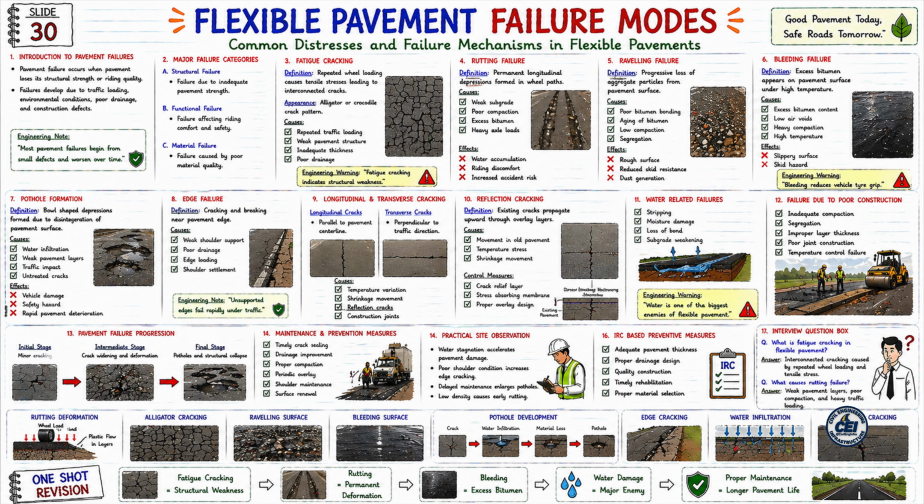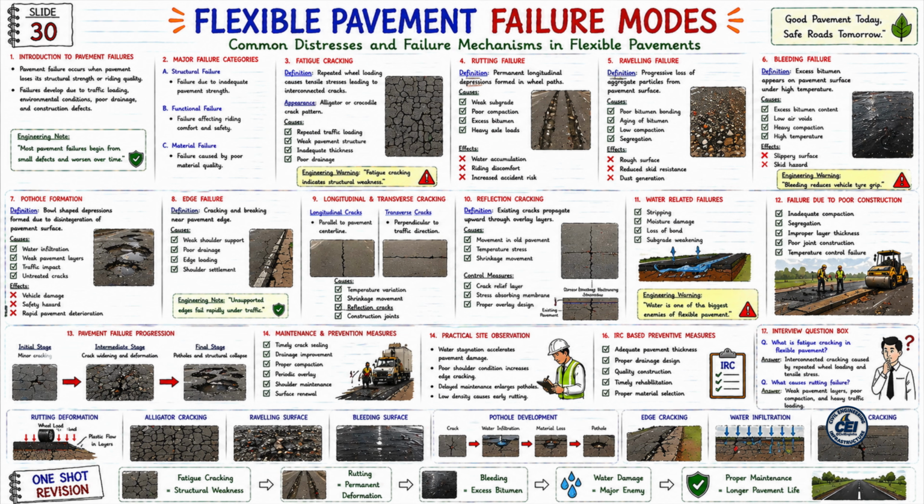Now let us look at the sixth topic. Bleeding failure. Bleeding occurs when excess bitumen comes up to the pavement surface. Now look at the causes. Excess bitumen content. Low air voids. Heavy compaction. High temperature. Now see the effects. Slippery surface. Skid hazard. Now see engineering warning below. Bleeding reduces vehicle tire grip. And this problem is more visible in high temperature corridors.